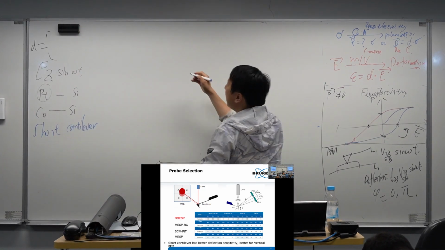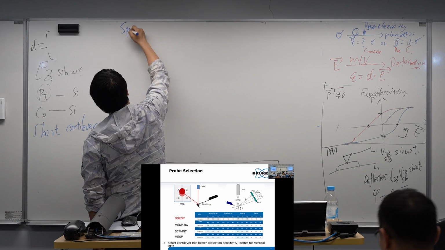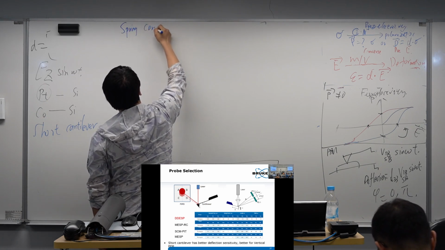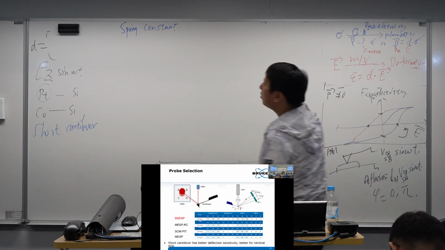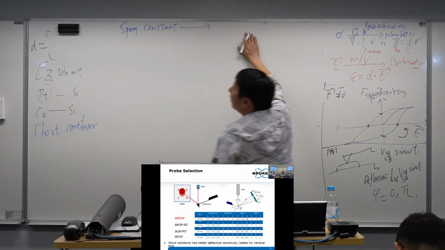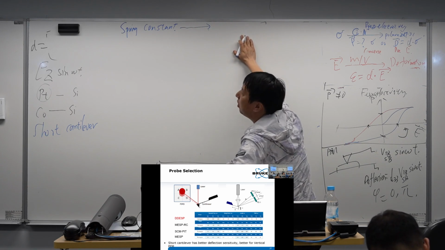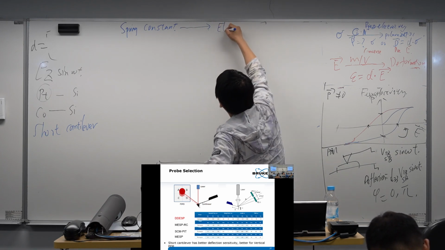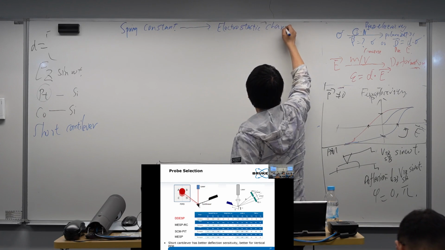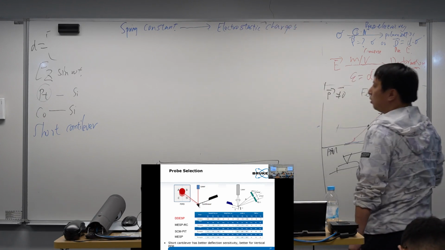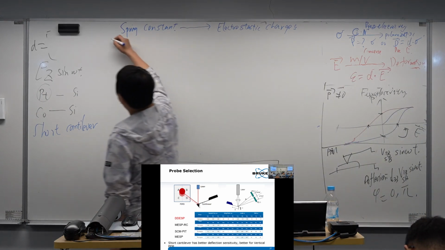Okay, then the next topic is about the probe selection. It's about the spring constant. Once we want to talk about the spring constant, we want to talk about the first enemy of the AFM. I'm sorry, of the PFM. That's the electrostatic charges. So we get some review about yesterday's problems. Yesterday, we talked about KPFM.